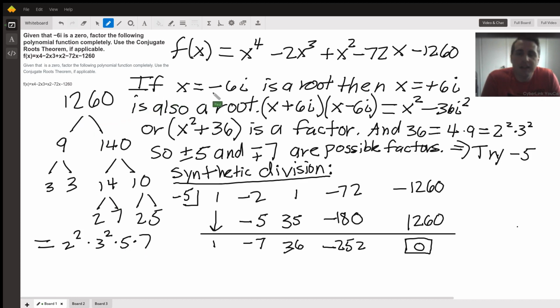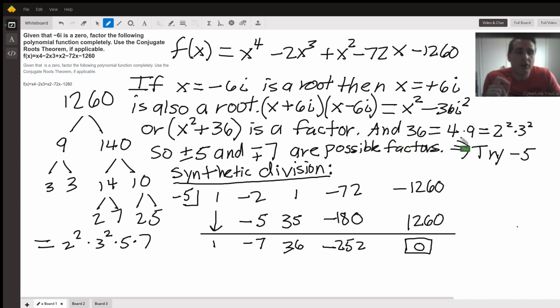If x equals negative 6i is a root, then x equals plus 6i is also a root. Imaginary numbers always come in conjugate pairs when factoring a real polynomial. Second, then the factors will be x plus 6i times x minus 6i, which if you multiply that out by a difference of squares is x squared minus 36i squared. But i squared we know to be negative 1. So negative times negative is positive. That's x squared plus 36 is a factor.